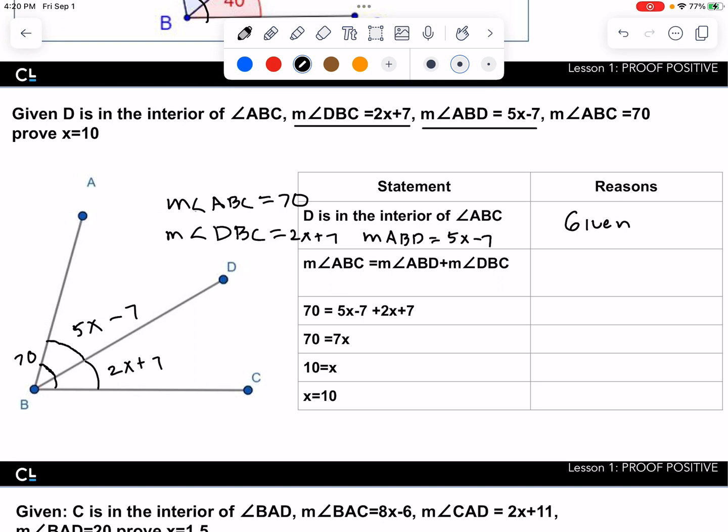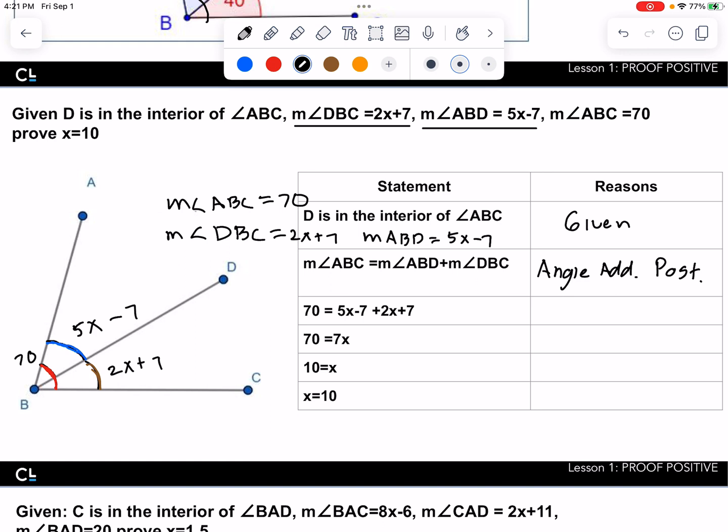So when we look at this, it says ABC. So let's label that angle. It says ABC. That's the whole angle. It's saying the whole angle is equal to ABD, that's this part, plus this part. So what this is saying right here is that the two parts of the angle add up to the whole angle. So the reason for that is the angle addition postulate. The parts of the angle add up to the whole.